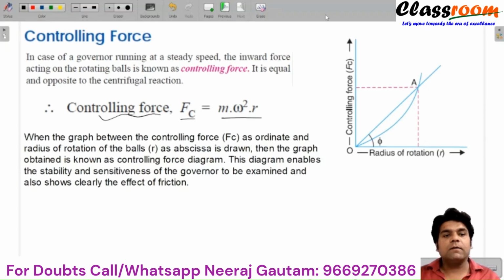So here, the basics of governors are completed from the point of view of the subject theory of machines. Now, in the next class, we will discuss the analysis of flywheels.